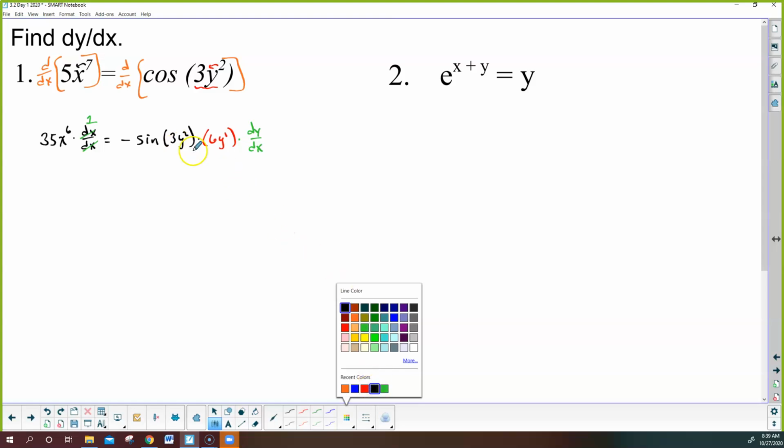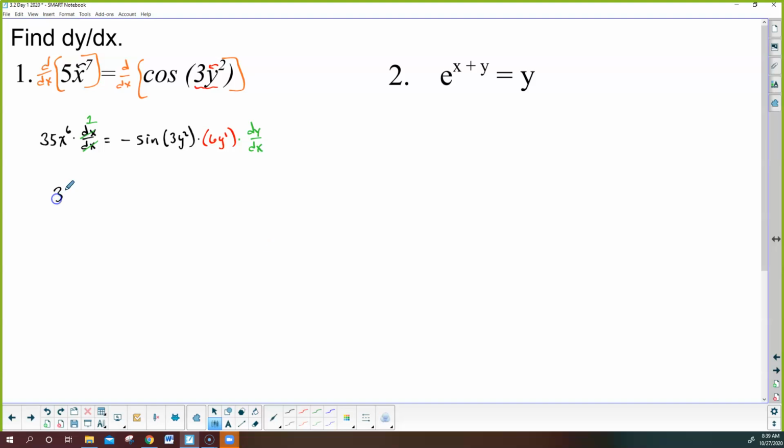So there are some steps you can skip when simplifying. And here's what I got. I've got 35x to the 6th over here. Now this whole chunk is being all multiplied together by the dy dx. So let's just divide both sides by this whole piece and move it over here.